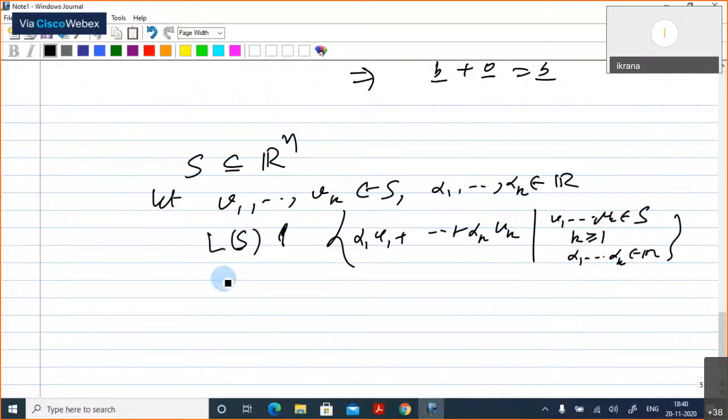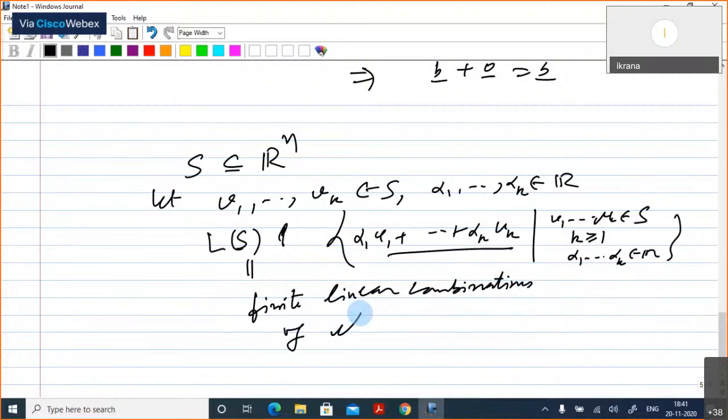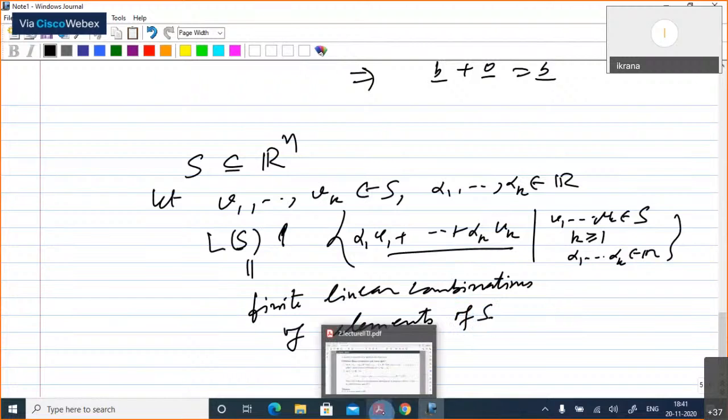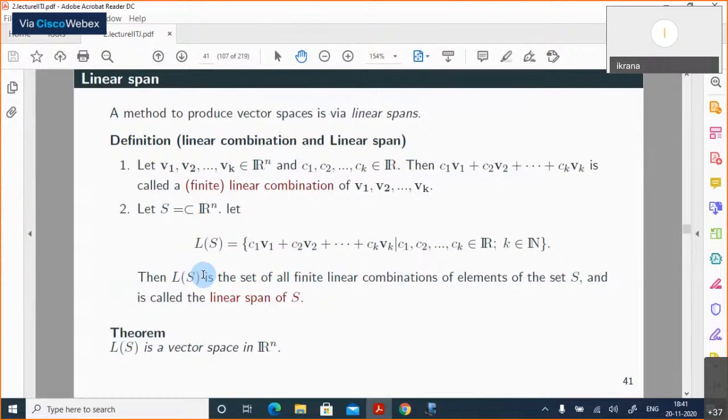We are not restricting S to be only a given finite set. S could be any set, but pick up any finite subset of it and take a linear combination. So we are looking at finite linear combinations of elements of S. That is what is called the linear span of elements of S.